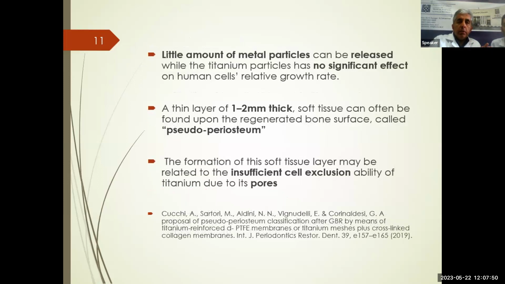About releasing the metal particle: metal particles can be released, while titanium particles have no significant effect on human cells relative to growth rate. A thin layer, almost 1 to 2 millimeter thick, of soft tissue can be found underneath the titanium mesh, which is called pseudoperiosteum. As we will talk later, this pseudoperiosteum, this soft tissue, can act as a defense barrier to prevent bacterial contamination. The formation of this tissue layer may be related to insufficient cell exclusion ability of the titanium due to pores.